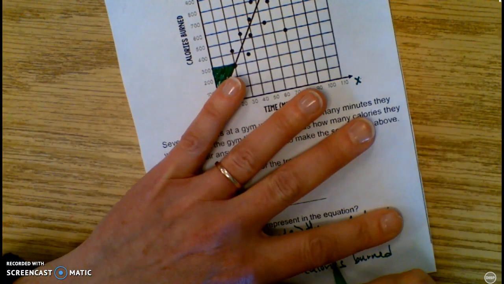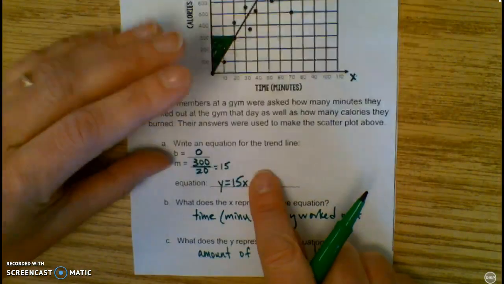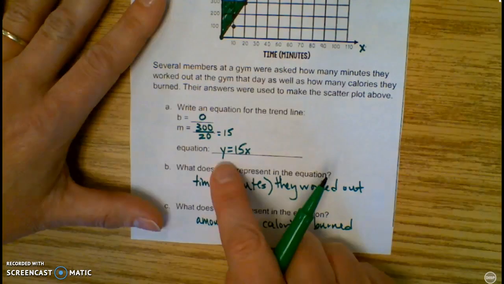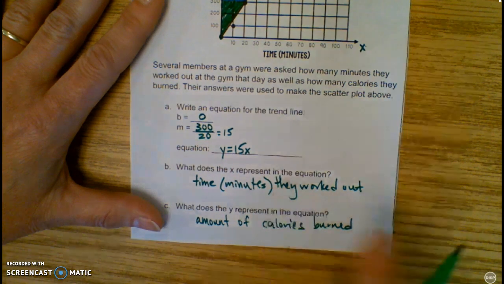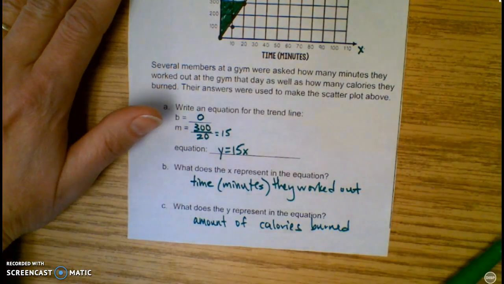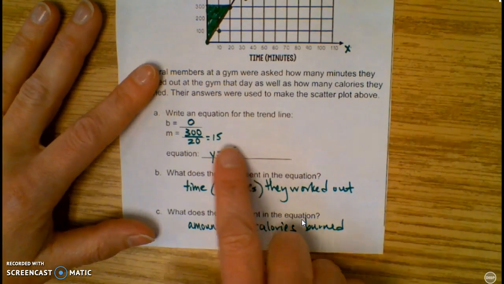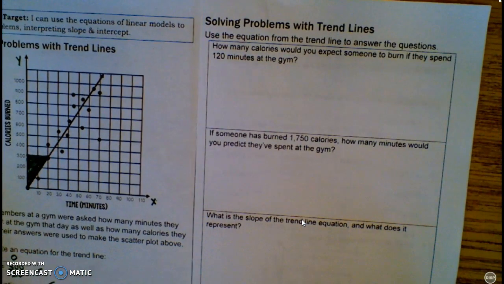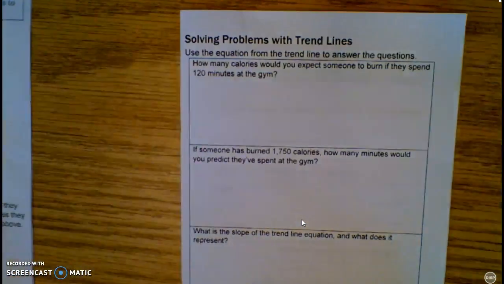Okay, so knowing what the x and y stand for, we can actually talk about this equation a little bit. This equation is going to help us calculate y, the amount of calories burned, equals 15 times the amount of time they worked out. So if we can keep that relationship straight in our head, this equation can be very helpful when we have other questions to answer. So guys, these two go together based on this graph. These questions are still questions about the graph.